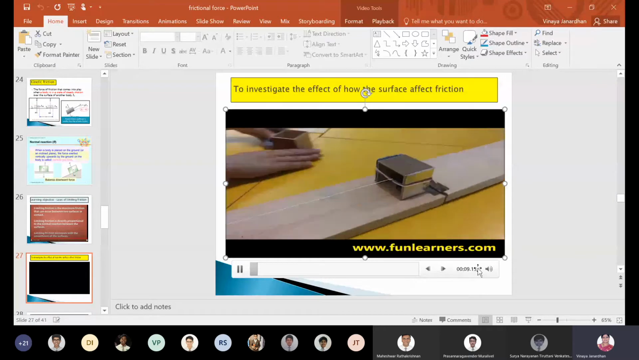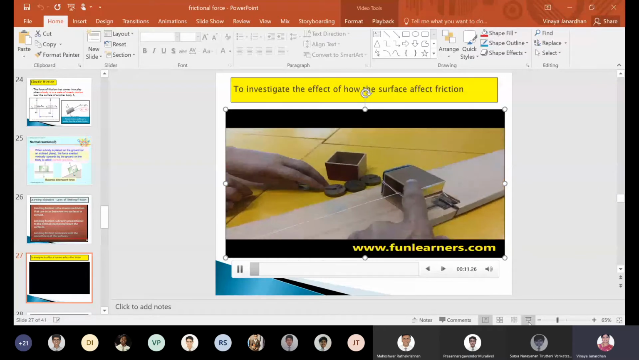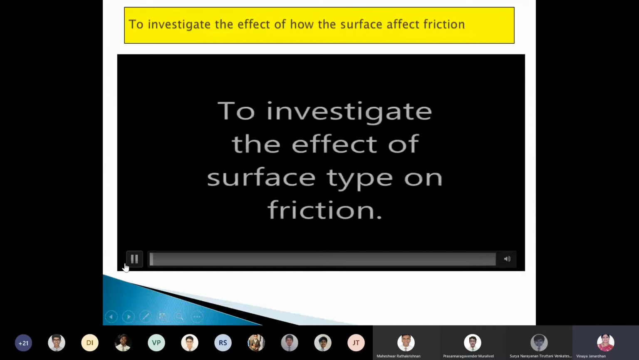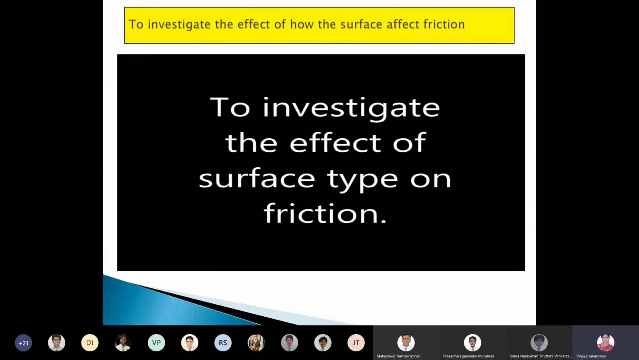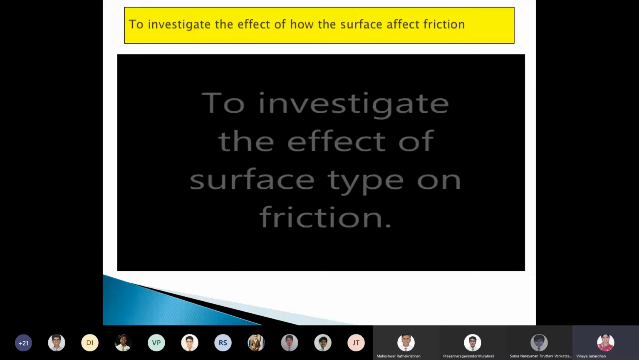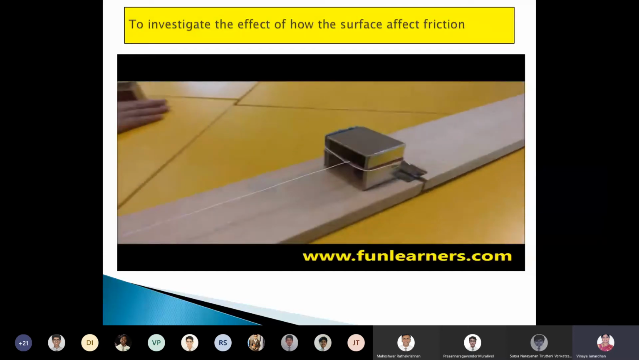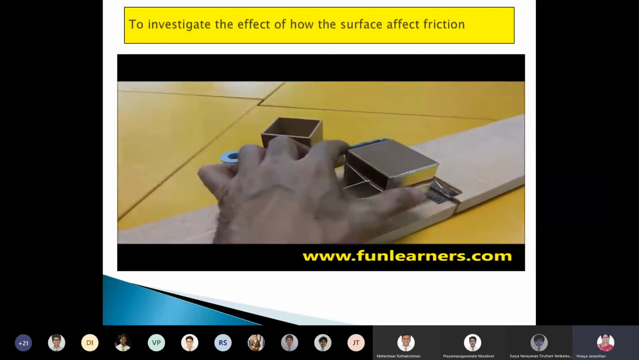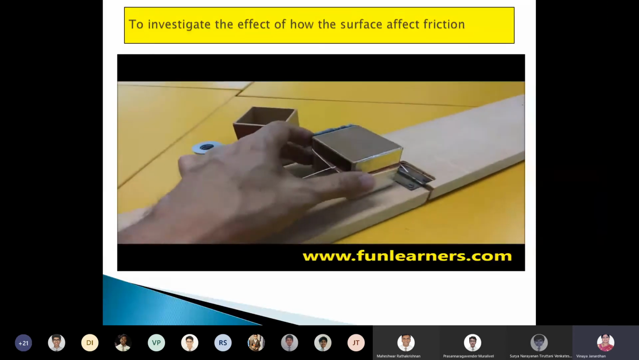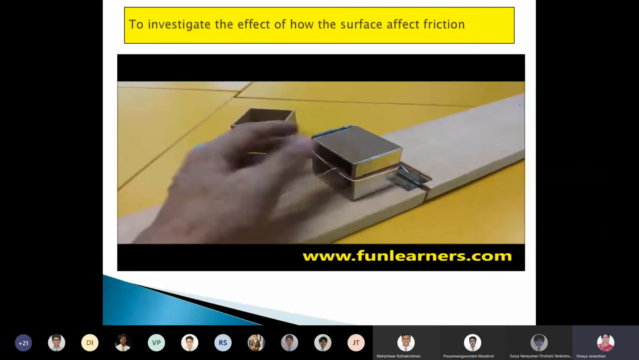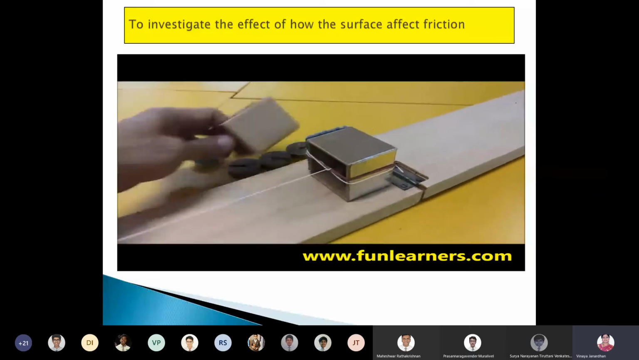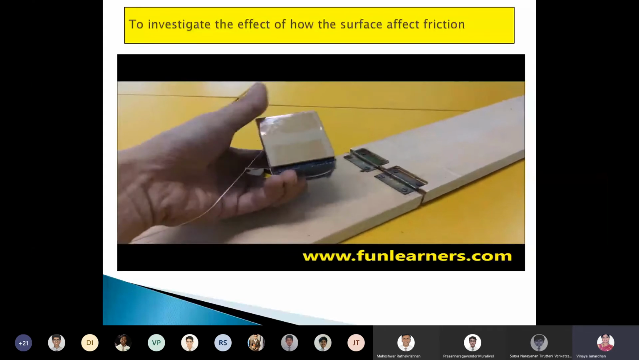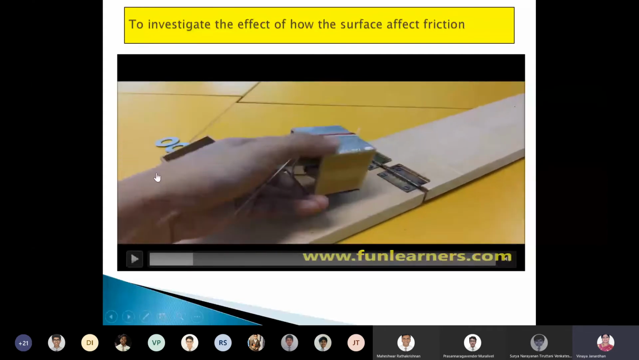This experiment tries to investigate the effect of surface. This experiment tries to investigate the effect of surface, the type of surface on friction. So we are going to test on a few material. One is on a cardboard material, paper. Two, plastic. There's a layer of transparent plastic here.